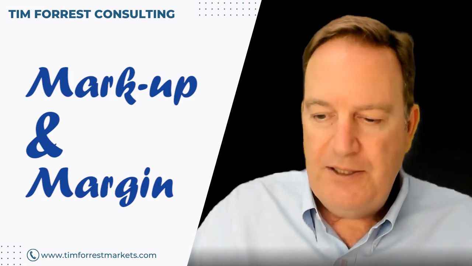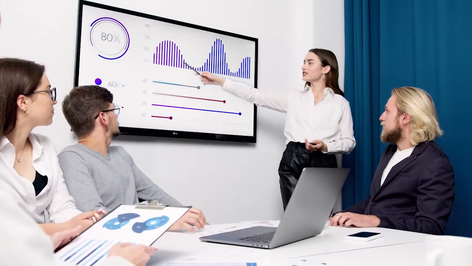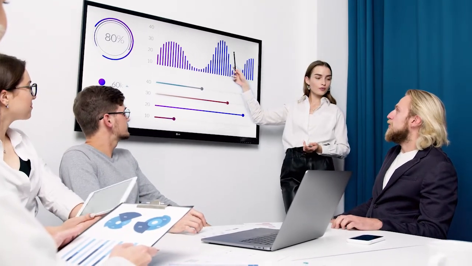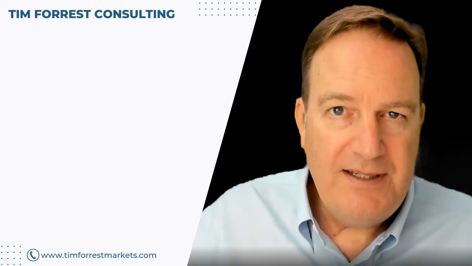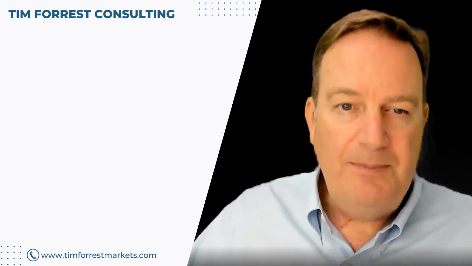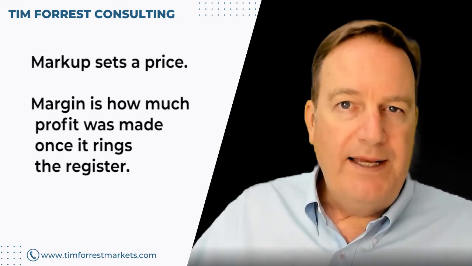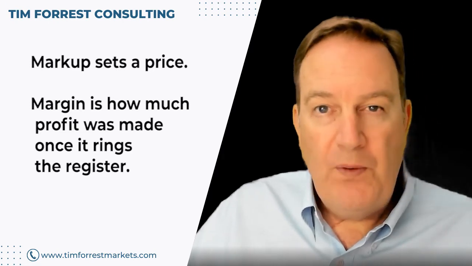So let's talk about the differences between markup and margin. The confusion results from the fact that markup and margin can often be talking about the same thing, a dollar figure. They're two very different terms and financial calculations in order to arrive at the same point. Very simply, markup sets the price, whereas margin is how much profit was made once something ran through the register.